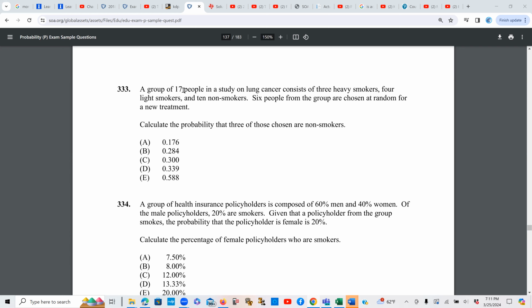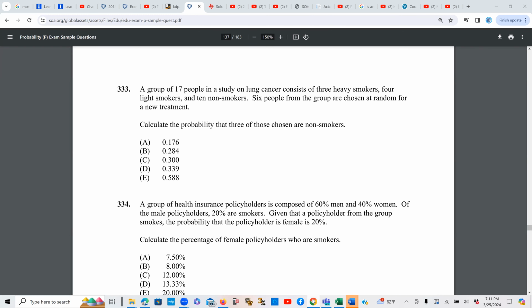So we have 17 people total, and of them, we have 10 non-smokers, which means there are 7 smokers. So that's basically our grouping, 10 non-smokers and 7 smokers out of the 17 people, and we want the probability of choosing 3 non-smokers if we select 6 from this 17.